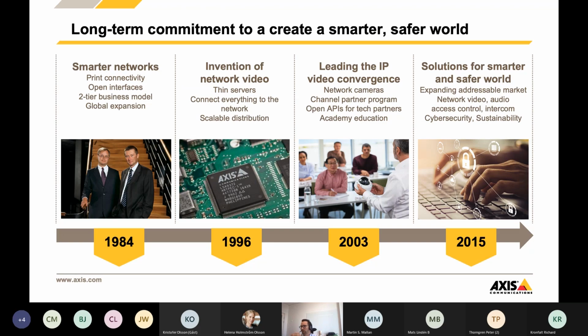We took this further to connecting everything to the network, creating the scalable distribution, to a channel partner program. So we have partners and resellers of our products, and open APIs for our technology partners. And kind of what I want to say is that the partnership has always been kind of the leading star for the company, and also that has helped us to scale and grow over time.